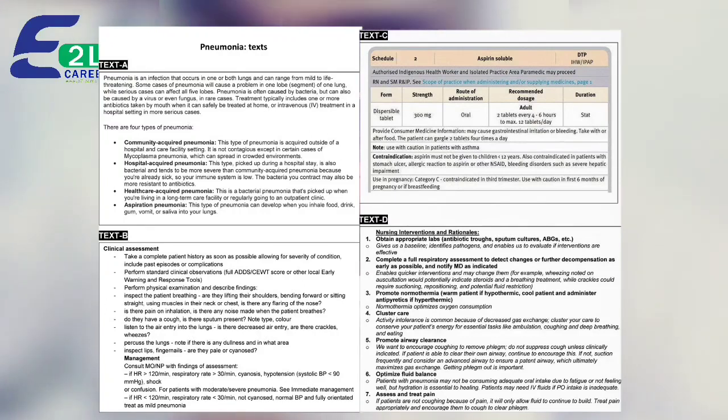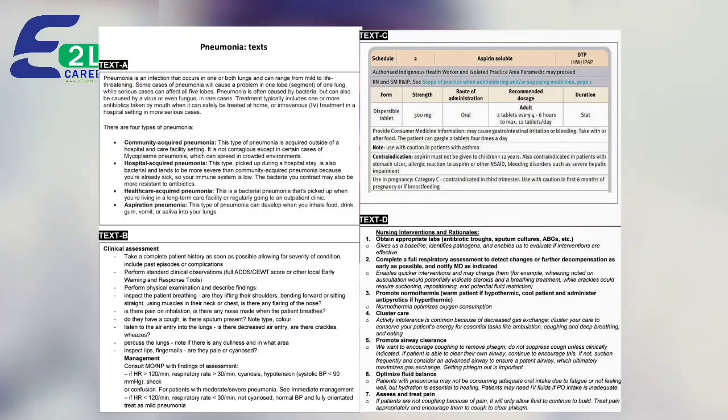Fine. Third one is about healthcare acquired pneumonia. This is bacterial pneumonia picked up when you're living in a long-term care facility or regularly going to an outpatient clinic. Fine. Last one is about aspiration pneumonia. This type of pneumonia can develop when you inhale food, drink, gum, vomit, saliva into your lungs. So these are the 4 types of pneumonia they have written in text A.